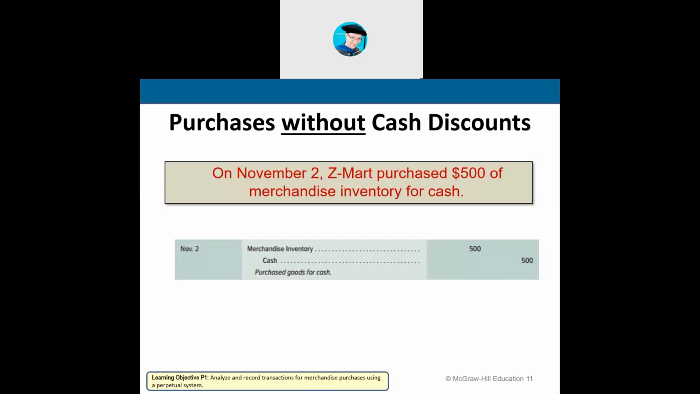So if we're purchasing inventory, which is an asset account, we debit merchandise inventory. Because remember, to increase an asset account, we debit it. To decrease an asset account, we credit. So debit merchandise inventory to increase our inventory, and we credit cash to decrease cash. And yes, these are both asset accounts. One's going up, one's going down. So there's a net zero impact on the accounting equation.